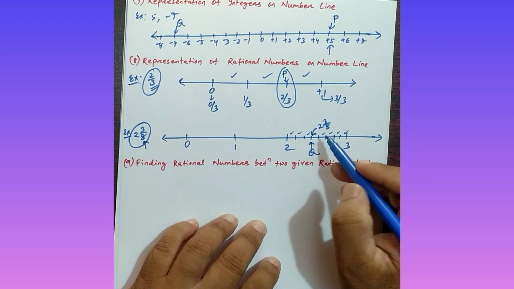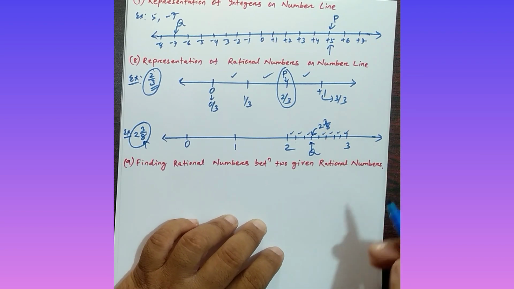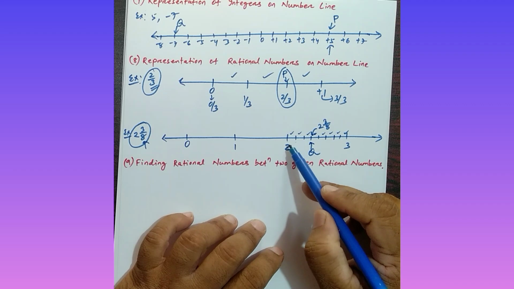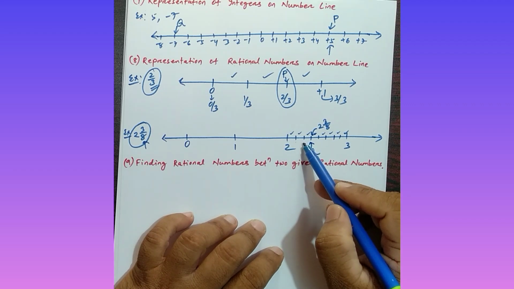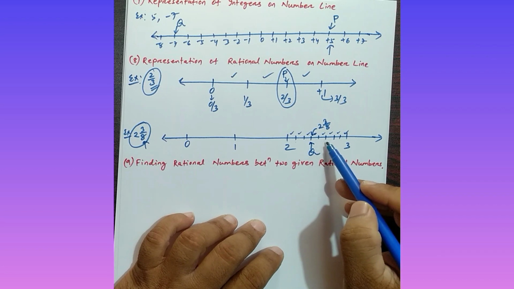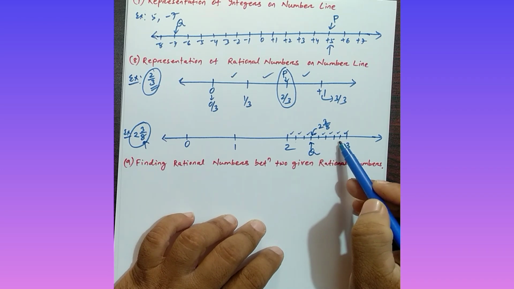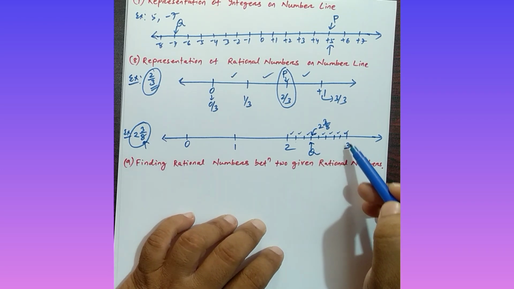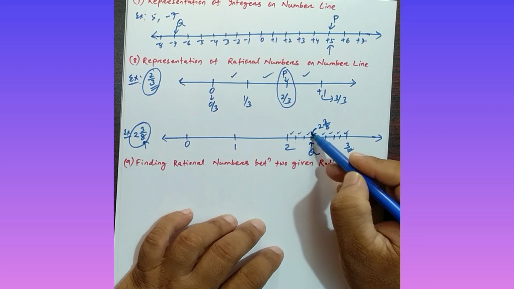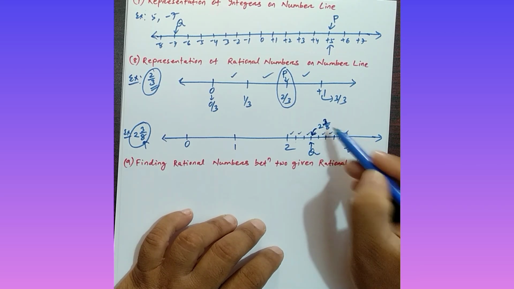लुक एट दिस पार्ट. सो दिस वन इज 2 होल 3 by 8. हाउ कैन वी से दैट? लुक एट हियर. सो दिस 2 मतलब 2 होल 0 by 8. दिस वन इज 2 होल 1 by 8, 2 होल 2 by 8, 2 होल 3 by 8, 2 होल 4 by 8, 2 होल 5 by 8, 2 होल 6 by 8, 2 होल 7 by 8, 2 होल 8 by 8. 2 होल 8 by 8 मतलब 8 by 8 मतलब 1. 2 plus 1 is what? 3. क्लियर है? So this Q indicates this one is 2 whole 3 by 8.